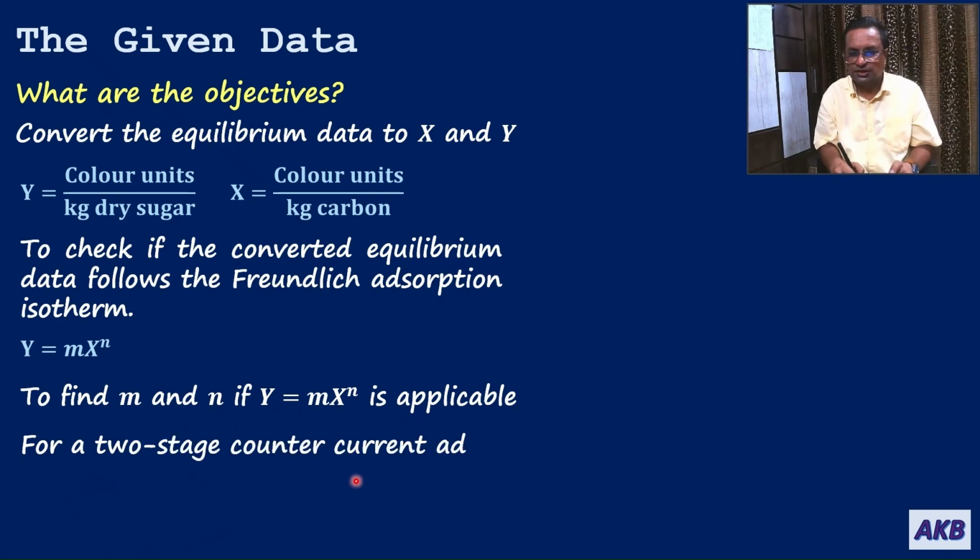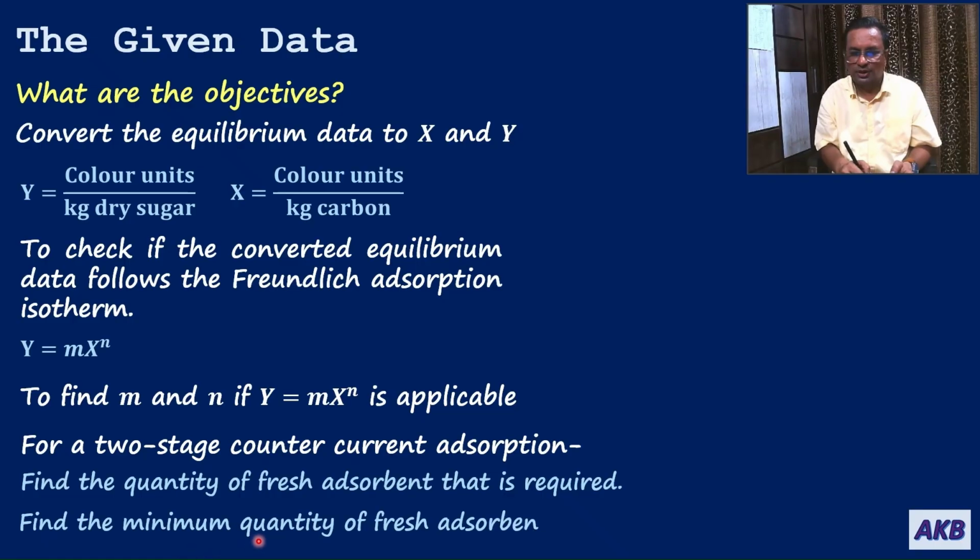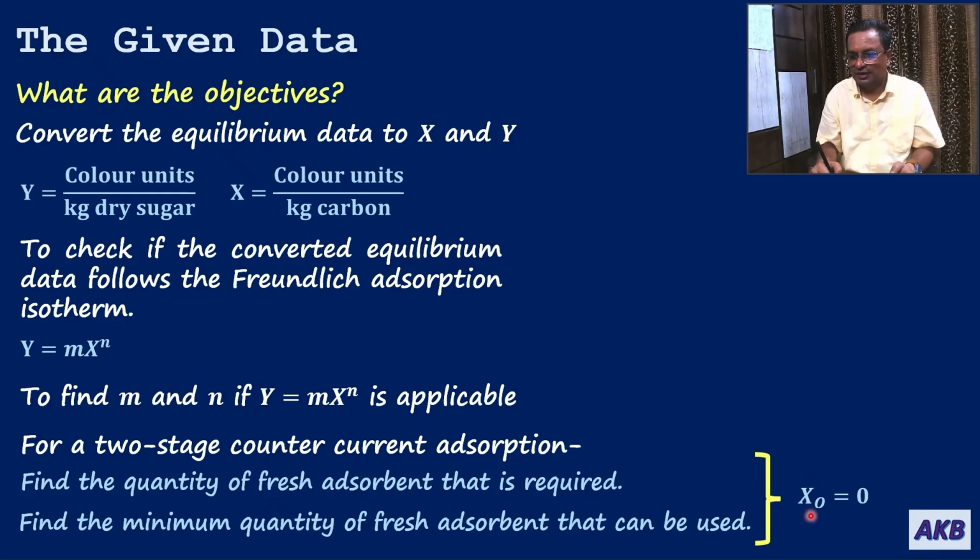And then for a two-stage counter current adsorption operation, we are supposed to find the quantity of pure adsorbent that is required per 1000 kg of the aqueous solution. And in the same case, we are supposed to find out the minimum quantity of pure adsorbent that is required. Since we are using pure adsorbent, what is the meaning of that? X0 is 0. The adsorbent that is used is fresh adsorbent.